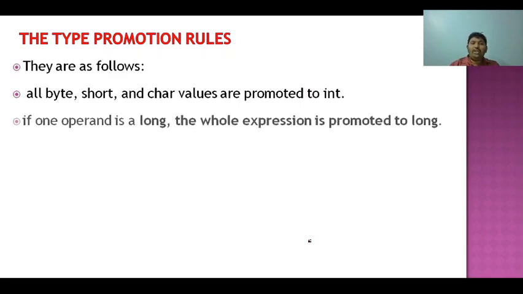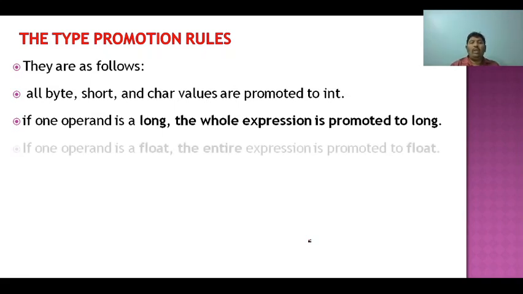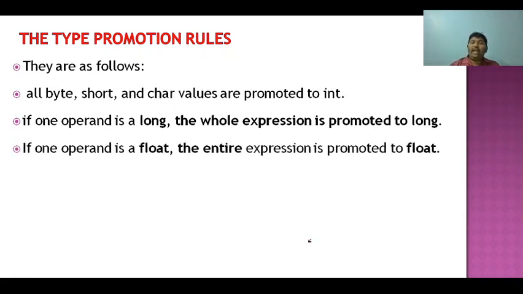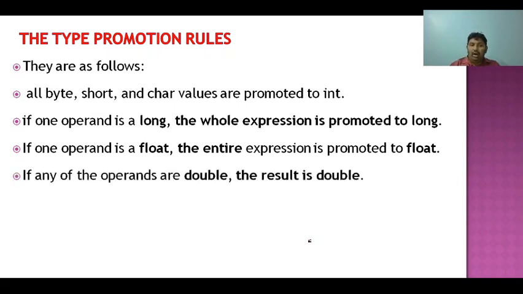So here the type promotion rules are there. All byte, short and char are promoted to integer. If one operand is long, the whole expression is promoted to long. For example, if you have a plus b, and a is long, automatically the entire expression, b also, is promoted to long. If one operand is float, the entire expression is promoted to float. If any of the operands is double, the result is also double. These are the type promotion rules.